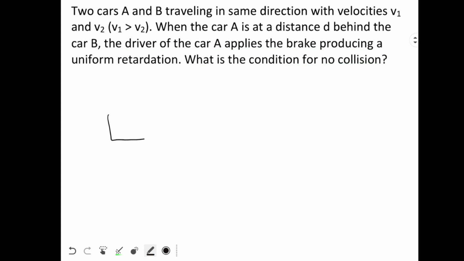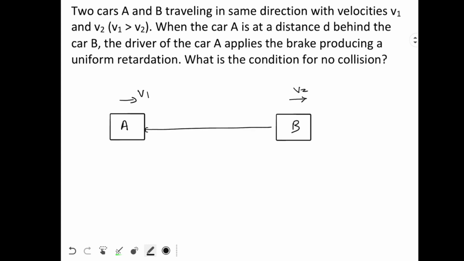So let's draw the diagram first. This is car A, this is car B. Car A has velocity v1, car B has velocity v2, and the distance between them is d. Now the question says that car A is applying brakes, so it is retarding. Since it is retarding with value a, the acceleration of the car is a backwards.